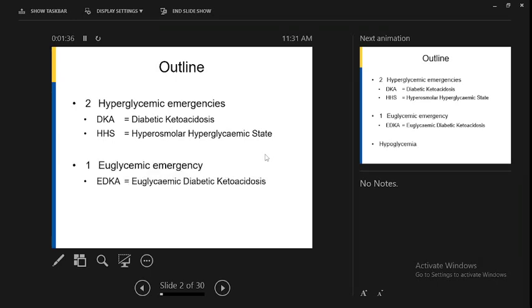And then there is the euglycemic emergency, one that you may get in future, because with the introduction of SGLT2 inhibitors into our diabetic medication regime, you may get patients with euglycemic diabetic ketoacidosis as well. The third one, as well as these hyper and euglycemic emergencies, is hypoglycemia, which I'm sure some of you may be experiencing at the moment also. By the end of the lecture, if I am not dragging it too much, I hope that I won't also get hypoglycemia.